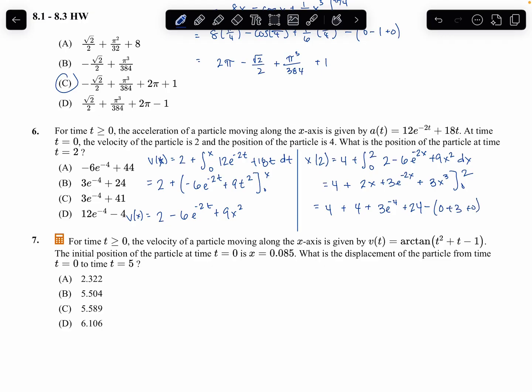So we just have a bunch of constants that we need to add together. I see 4 plus 24 minus 3. And I didn't get any constant that they have. Awesome. 2 to the third is 8. 8 times 3 is 24. I got 29. Uh-oh.